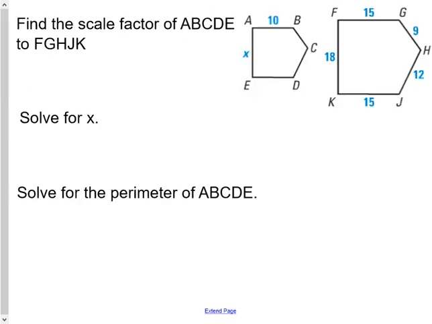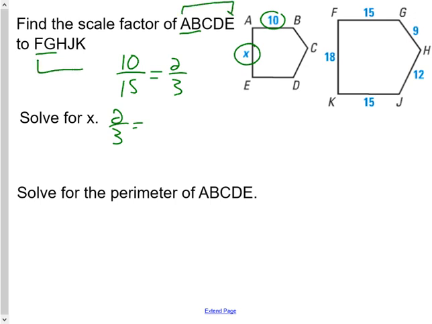Find the scale factor of the left to the right one, solve for x. So in this case, AB is 10. That's the first two over here. FG, so 10 to 15 gives you 2 to 3. Next up, solve for x. So we've got 2 to 3 equals the side with x, AE, over the side without x, FK. Now we've got AE over FK. Finding the value, we get x over 18.